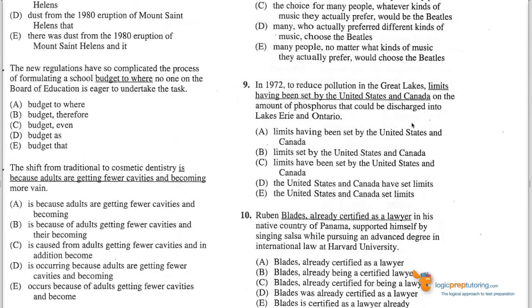Number 9. In 1972, to reduce pollution in the Great Lakes, limits having been set by the United States and Canada on the amount of phosphorus that could be discharged into Lakes Erie and Ontario. Alright, there's a few problems with this sentence.